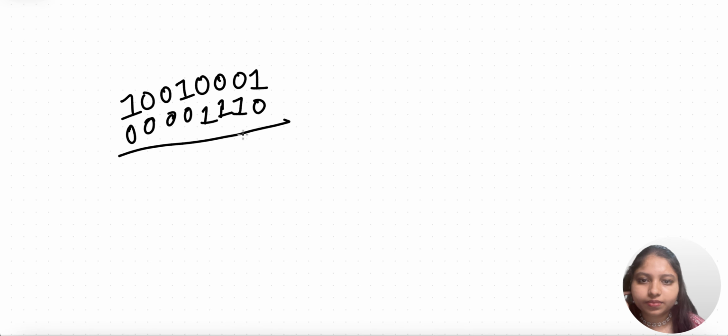Okay. So 1, 0 is going to be 0. Oh, my bad. 1 minus 0 is going to be 1. 1 minus 0 is going to be 1. So 0 minus 1 is going to be, I cannot subtract. 1 is a greater value compared to 0. So I have to borrow from the nearest largest.